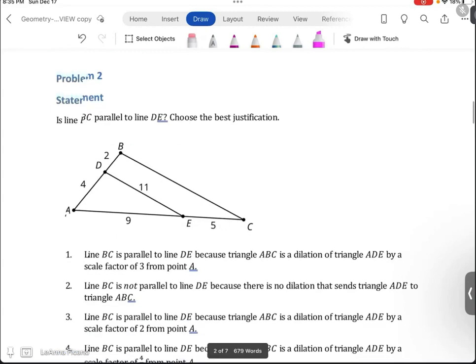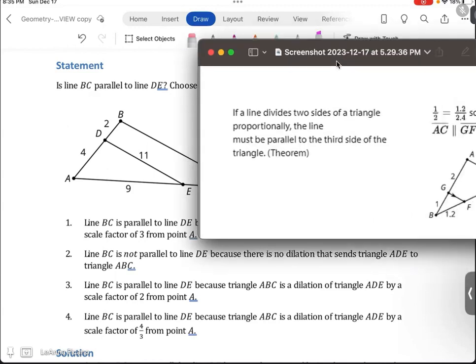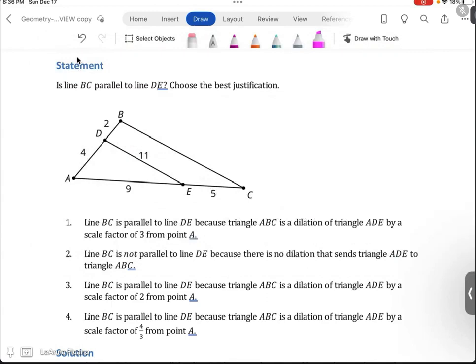Okay, we're trying to see, is line BC parallel to DE? And we're going to choose the best justification. Now I want to pull out this theorem, right? If a line divides two sides of a triangle proportionately, the line must be parallel to the third side of the triangle. Okay, this is a theorem. Now, in order to prove that these lines are parallel, we have to show that the triangle is divided proportionately, right? So let's take a look at this.